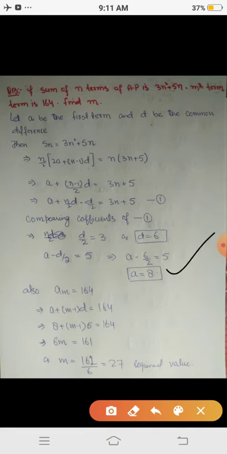Also the mth term is 164, but we know that the mth term of this AP is a plus m minus 1 into d equals 164. So substituting a equals 8, d equals 6, we simply get m equals 162 upon 6, which is 27. So this means that the required value of m is 27.